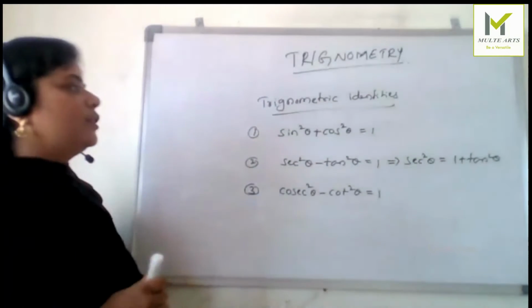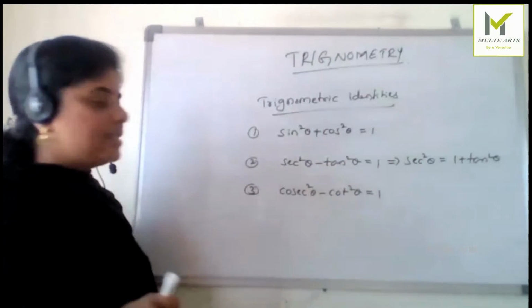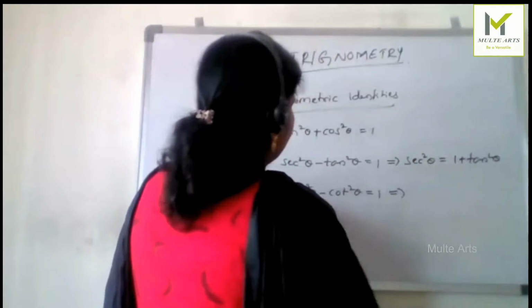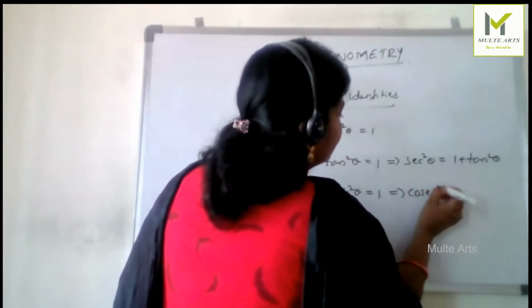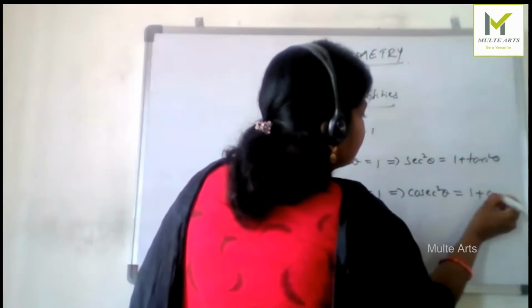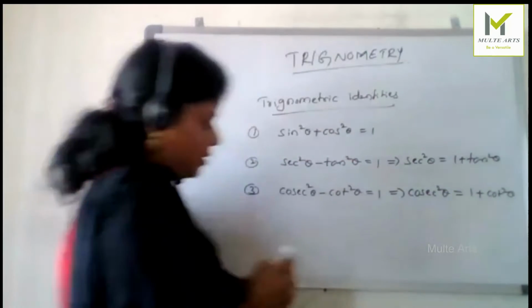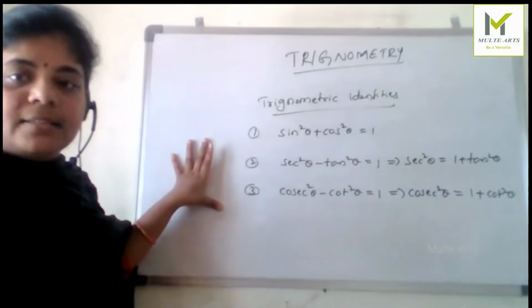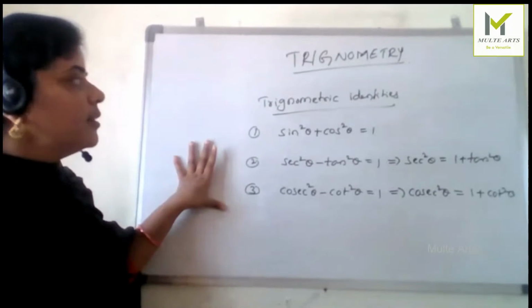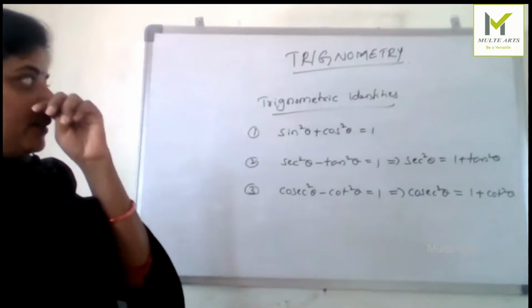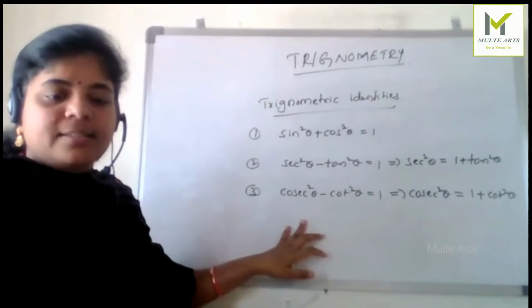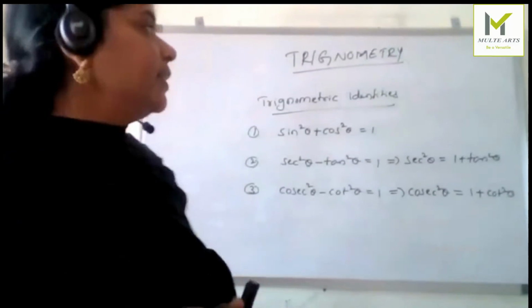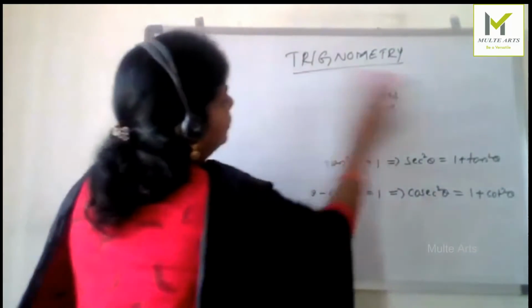And similarly, we can evaluate tan square as secant square minus 1. And here also cosecant square theta will be equal to 1 plus cot square theta. So these three identities are very essential for us in problems. Now I'm going to explain the trigonometric values related to a few angles. So I'm going to define that now.